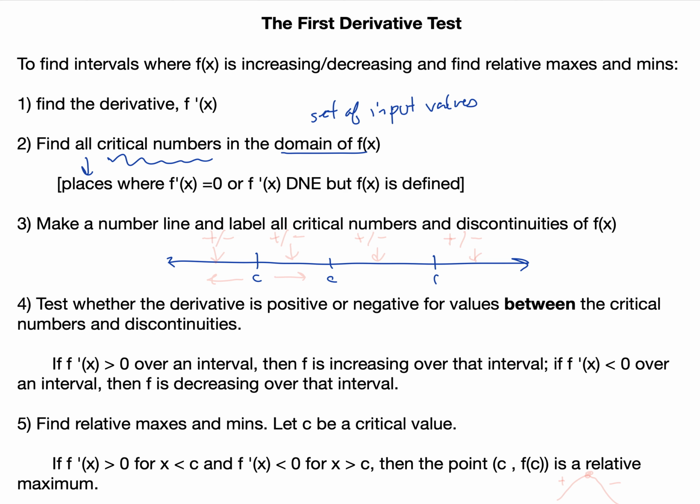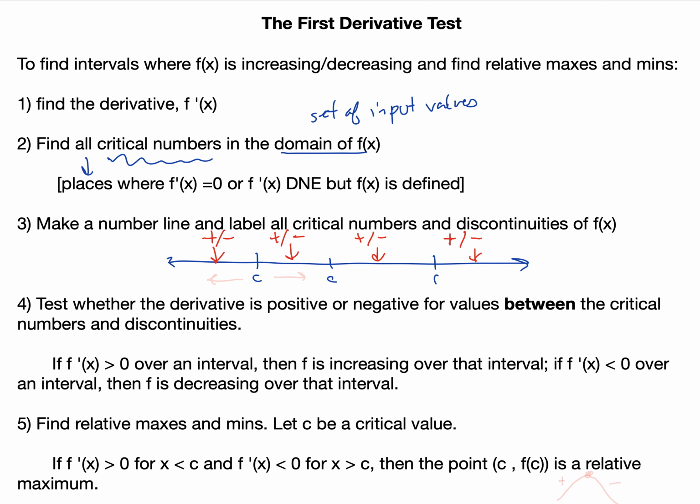increasing to being decreasing. We are then going to test whether the derivative is positive or negative for the values between critical numbers and discontinuities. So we're going to pick points to test and determine, is f prime of x positive or negative? And these are points in between our critical values or places where the function is discontinuous. So we are testing some point in between each set of those values.